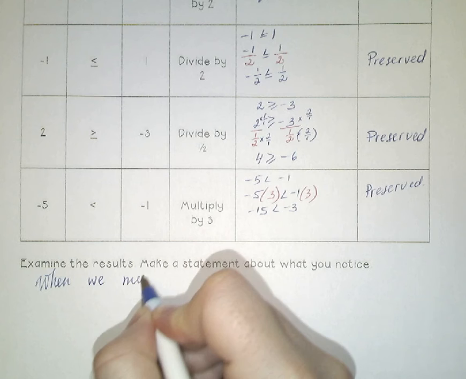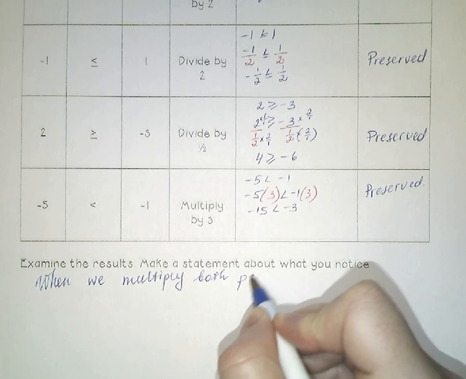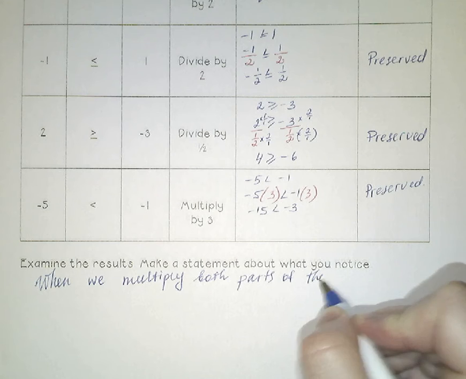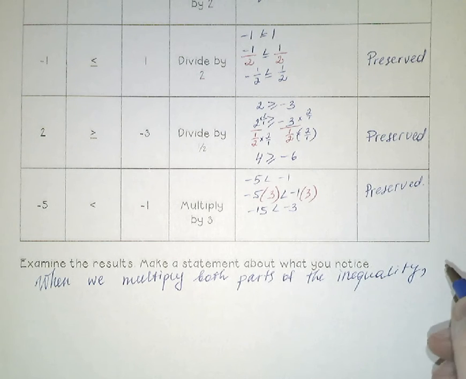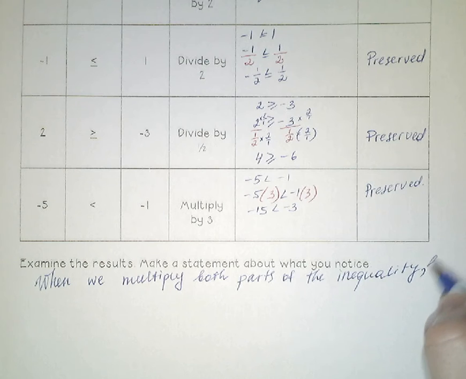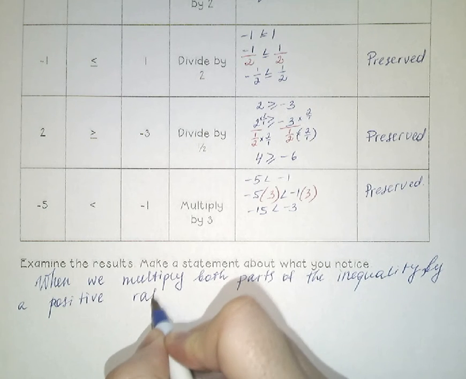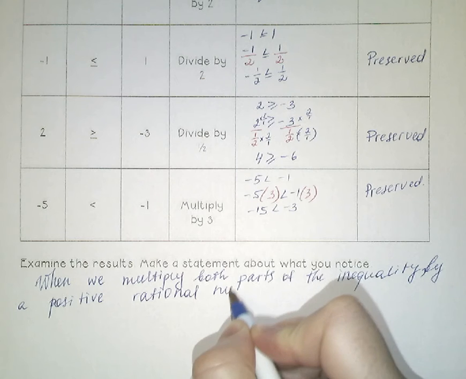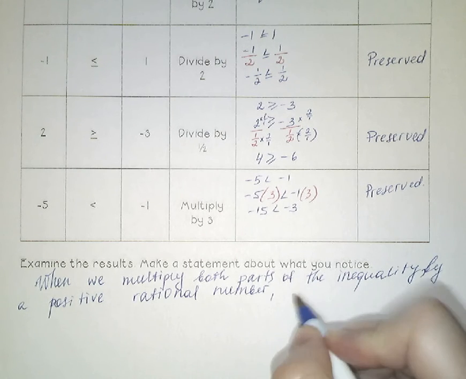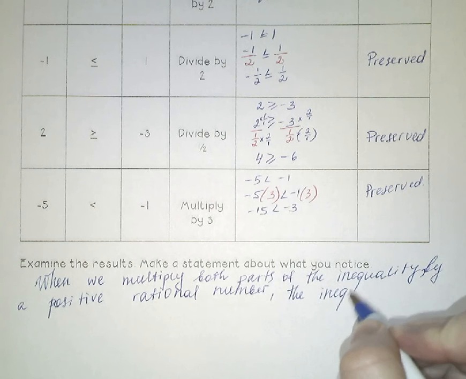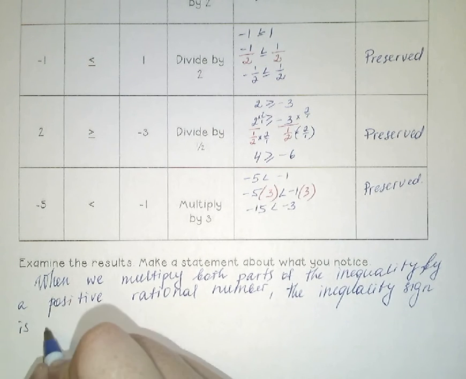When we multiply both parts of the inequality by a positive rational number, the inequality sign is preserved.